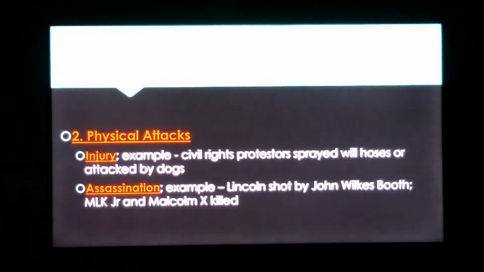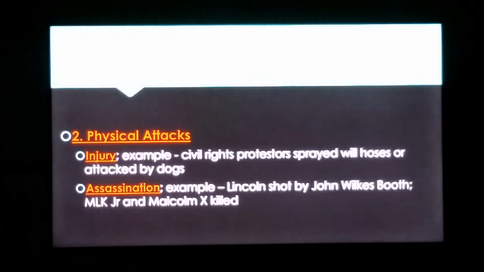All right, physical attacks as a form of violent protest. So first will be injury. Example here, civil rights protesters were sprayed with high-pressure water hoses or attacked by police dogs. So they're injuring them. Basically it's a counter-protest to the civil rights movement protests. They're injuring them to try to get them to stop marching.